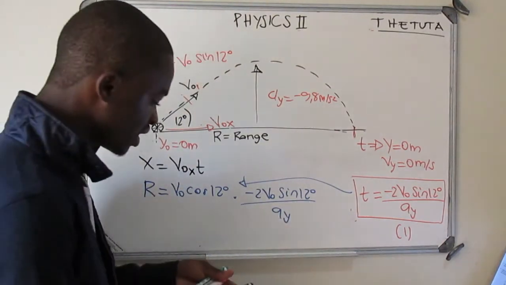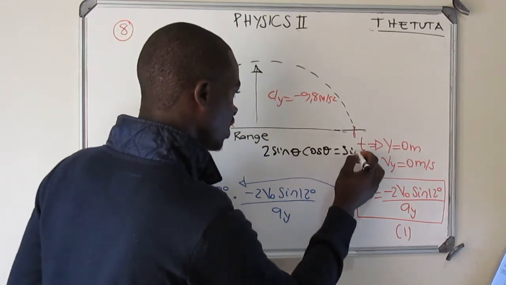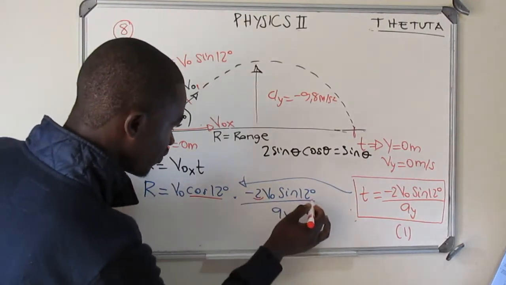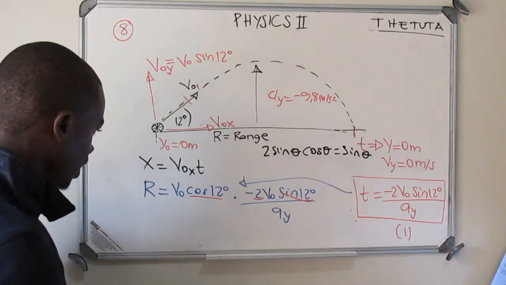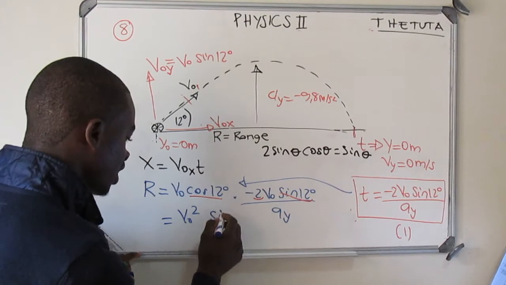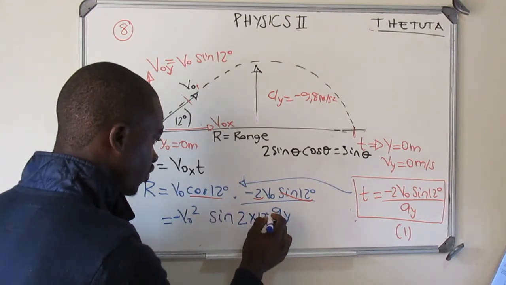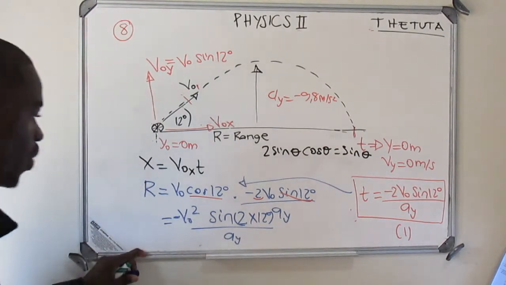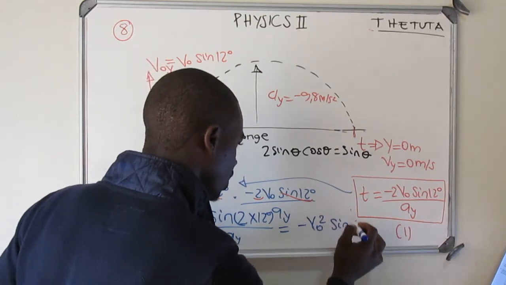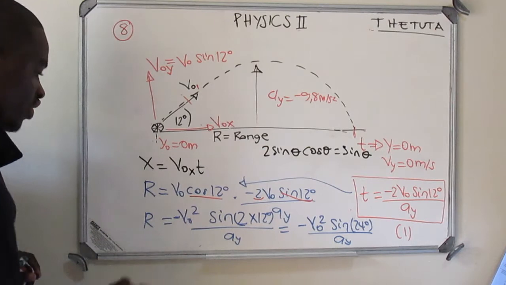Remember, the equation that I gave you, 2 sine theta cos theta will give us sine 2 theta. So let's observe that. We have cos theta, we have the 2, we have the sine. So this is going to give us v initial squared, and then a sine of 2 times the angle, 12 degrees, remember we have the negative out there, divided by the acceleration in y. And then automatically we end up having minus v initial squared sine of 24 degrees over the acceleration in y.